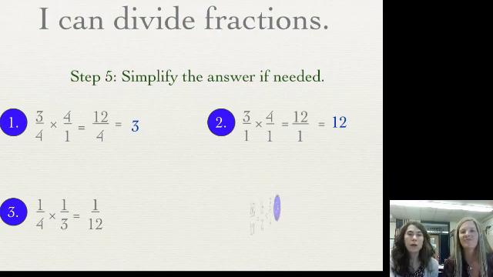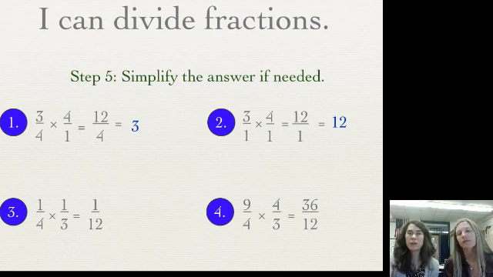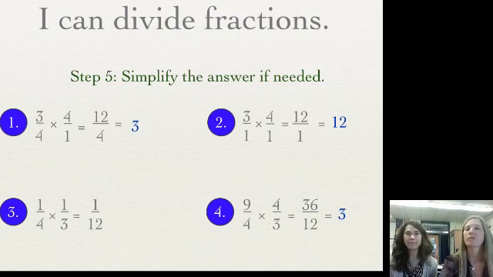That's it. And then the last one, number 4, this is where we were talking about definitely you could have simplified before or now too. 36 divided by 12 will equal 3 again. And there you go. All right.